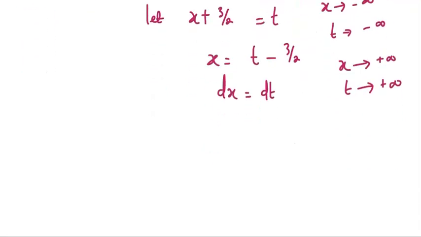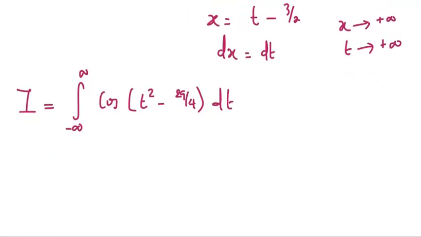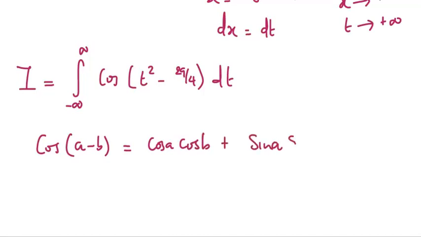This is really cool. Therefore, our I is going to be equal to the integral from negative infinity to positive infinity of cosine of (t squared minus 29 divided by 4) dt. Now we can use the sum angle formula of the cosine function. As we know, cosine of (a minus b) is equal to cosine a multiplied by cosine b plus sine a multiplied by sine b. So we're going to apply this here, right?